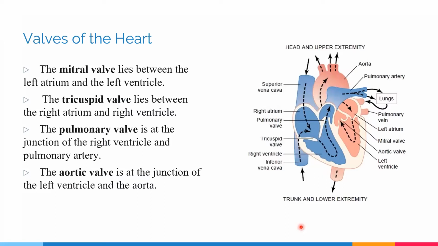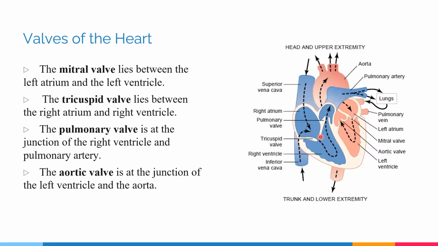Next, let us go into the valves that are present in the heart. There are four valves that we will go through. The first is the mitral valve that lies between the left atrium and the left ventricle, which is present right here. The next valve is the tricuspid valve, which lies between the right atrium and the right ventricle. The pulmonary valve is present at the junction of the right ventricle and the pulmonary artery right here. And the aortic valve is present at the junction of the left ventricle and the aorta, which is present right here.